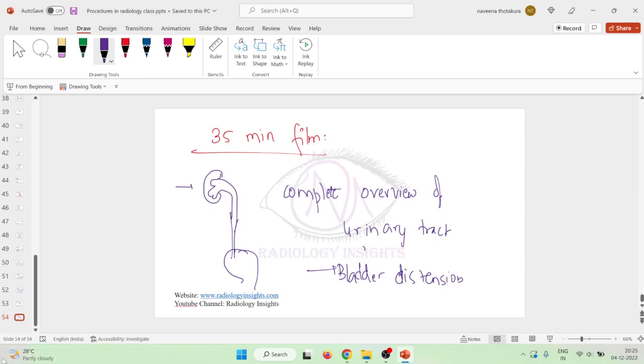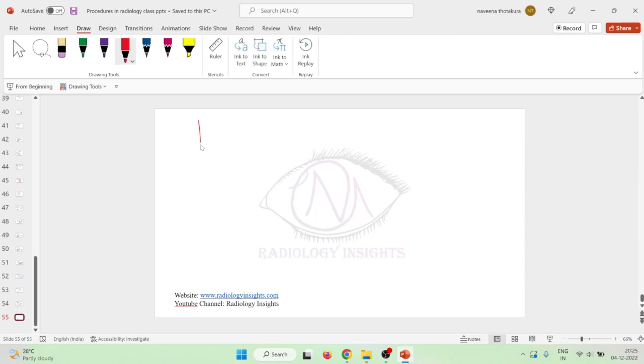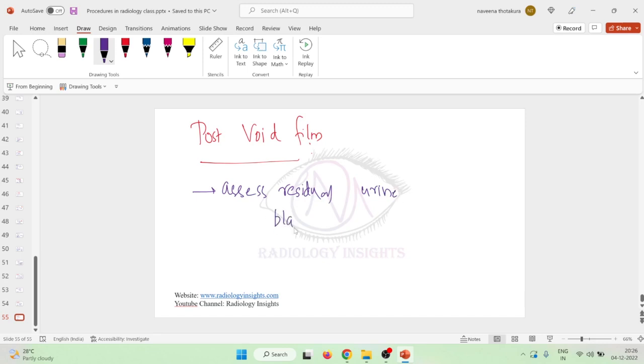Then followed by the 35 minutes film, we will take the last film, which is the post void film. The post void film is taken immediately, and it will assess the residual volume, and if the patient has any diverticula, it will help detect them. It also assesses bladder outlet obstruction and vesicoureteric reflux.